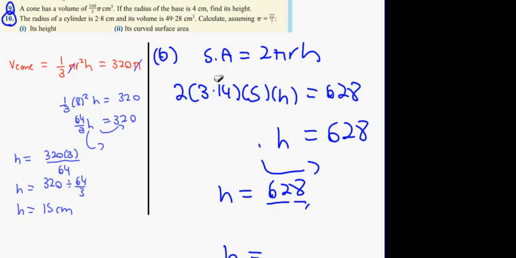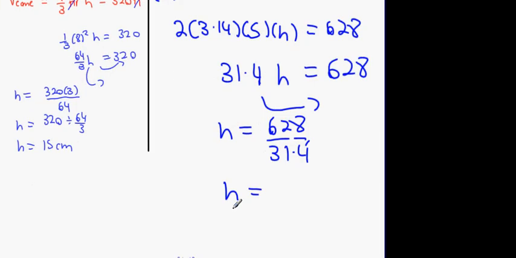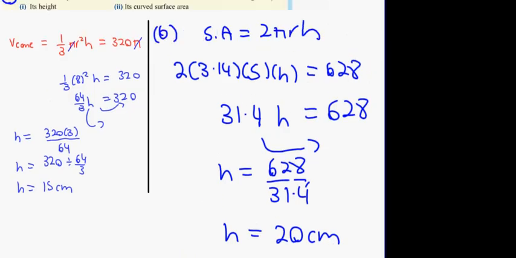Well, what is 2 by 3.1? 31.4, yeah, that's what it was yesterday, 31.4. Divide 628 by 31.4 and we get h equals 20. Okay, 20 centimeters. Okay, so that's that one done.